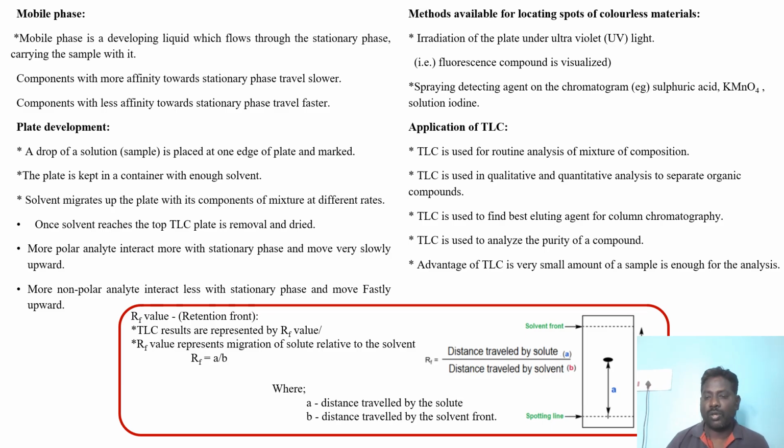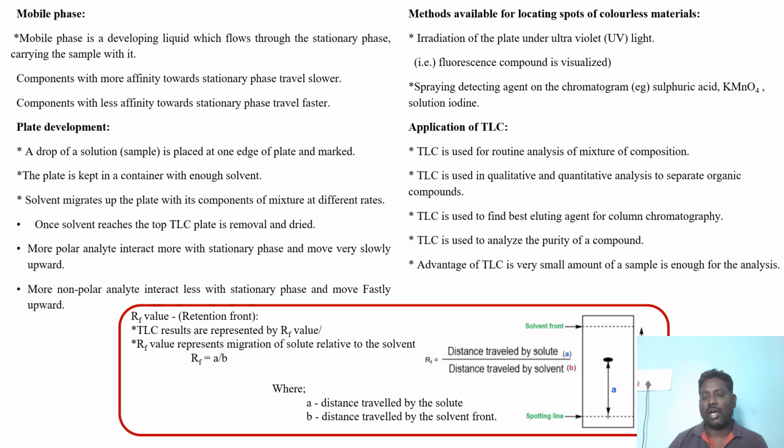Another method is also available to locate the colorless spots: spraying a detecting agent on the chromatogram. With detecting agents such as sulfuric acid, KMnO4 and iodine solution, we are able to spot the chromatogram, or spot the sample material. So this is about thin layer chromatography.